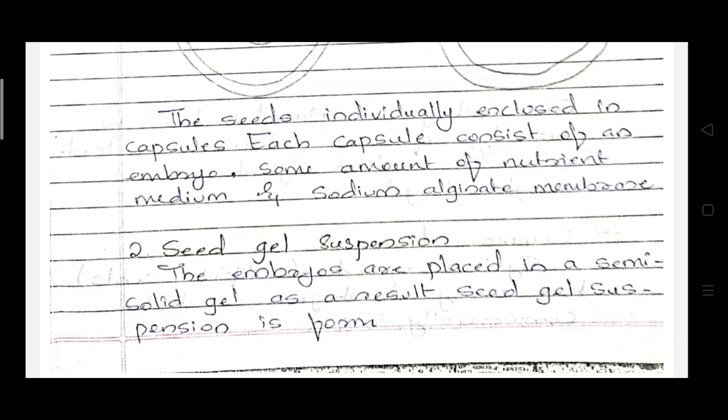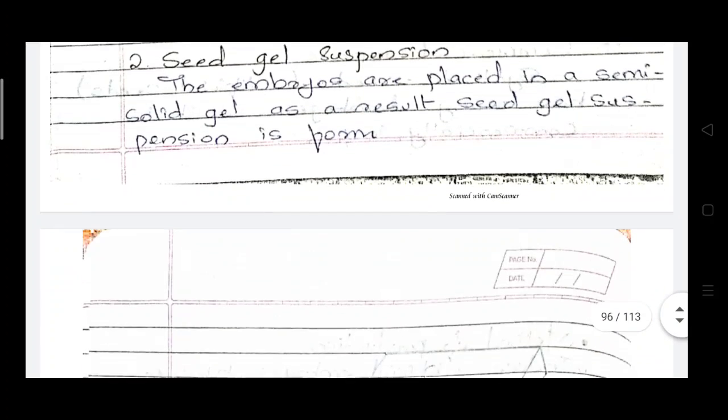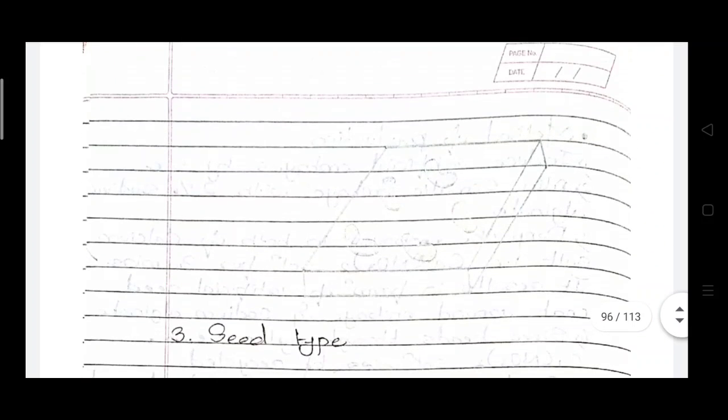So these embryos are placed in the semi-solid gel. As a result, a seed gel suspension is formed. If we place this embryo on the semi-solid gel, then this suspension will be formed around the embryos.